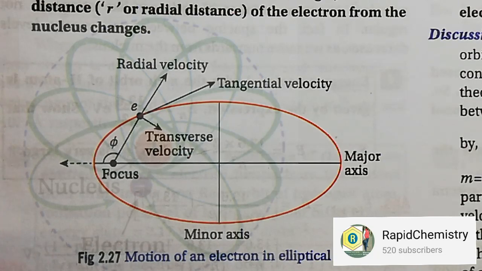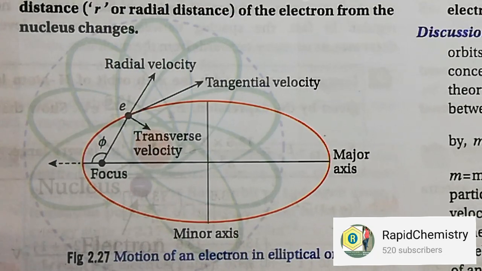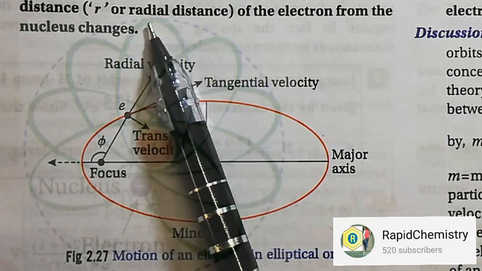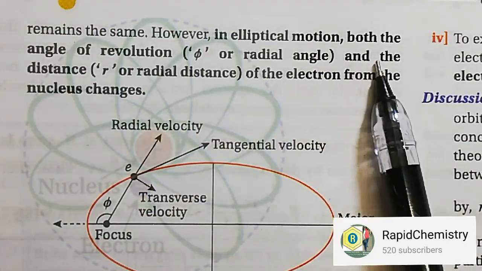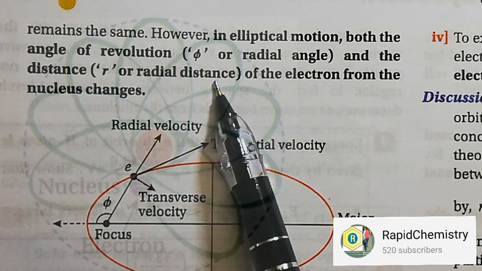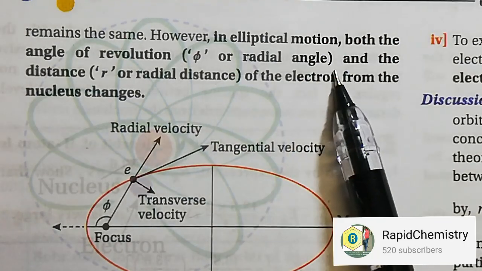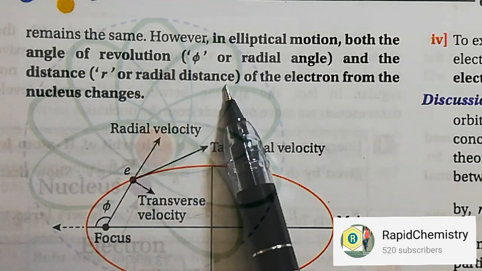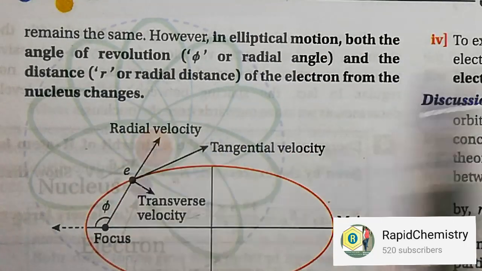When the electron moves in a circular path, the angle of revolution changes while the distance from the nucleus remains the same. However, in elliptical motion, both the angle of revolution, phi or radial angle as written here, and the radial distance of the electron from the nucleus change.